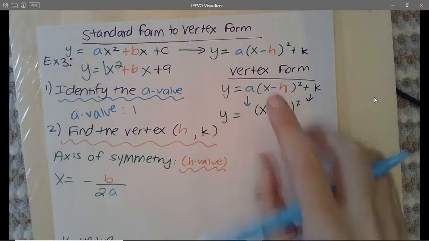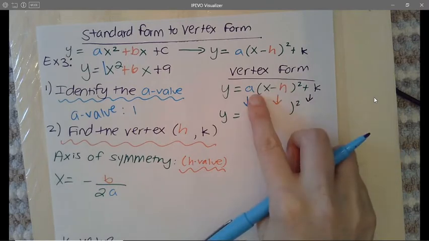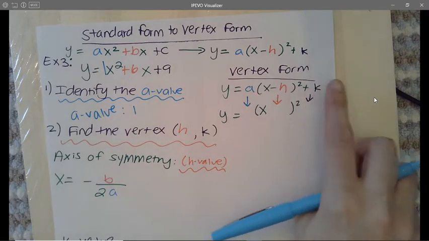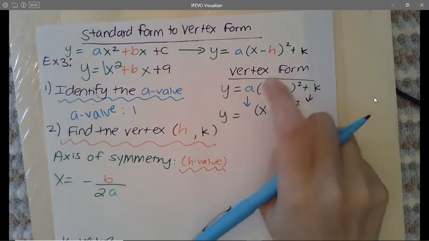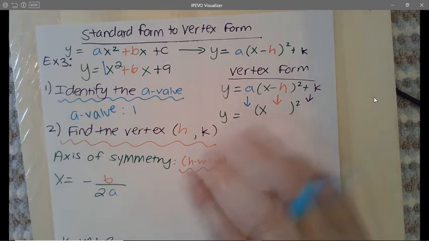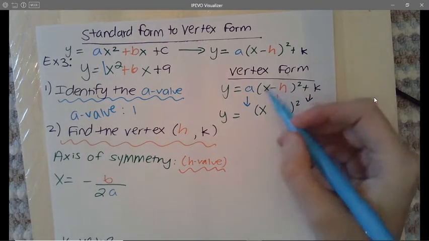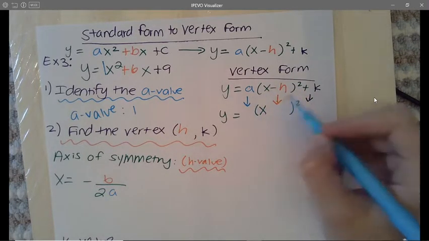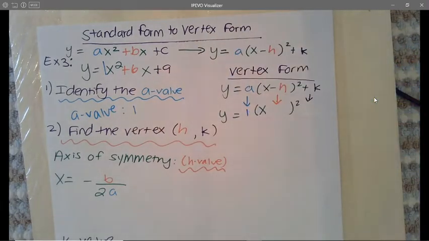Okay, so to make vertex form, you need the a value, and then you need the h and k values, which come from the vertex point. You are going to leave the y and x as y and x. Don't touch the y and x. So I'm just going to fill in the values for a, h, and k. We already know a. A is 1. It's the same a value as what you have in standard form.